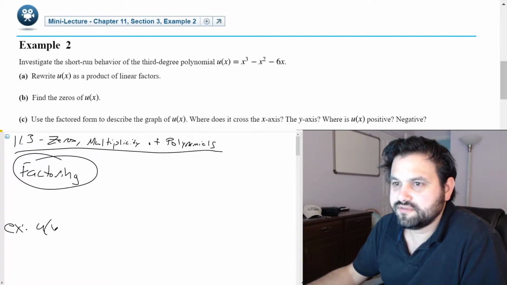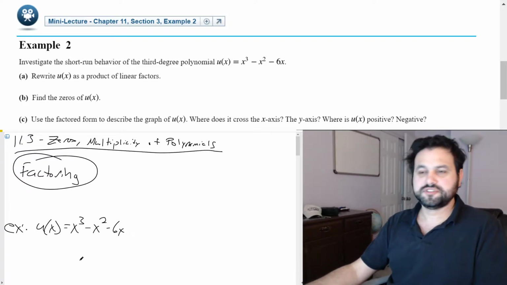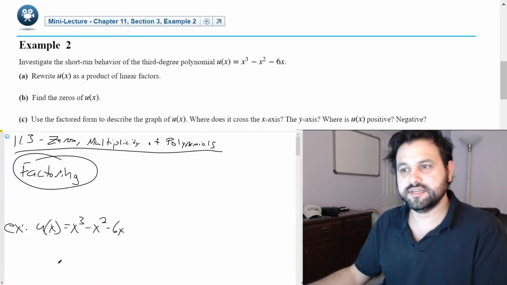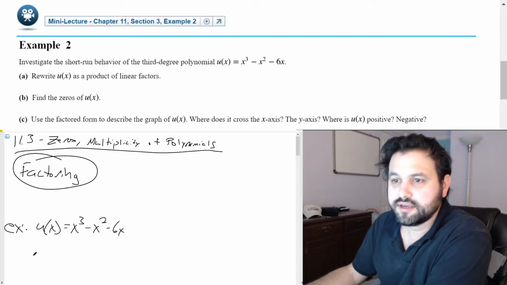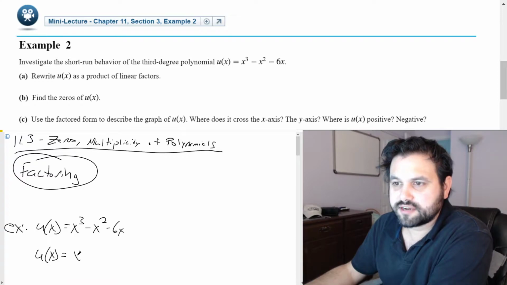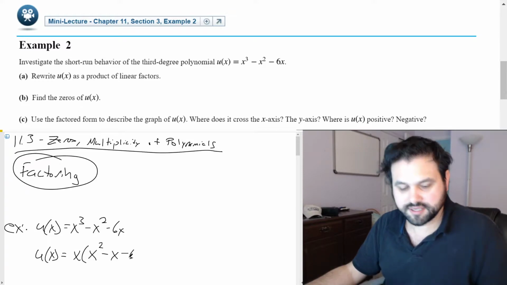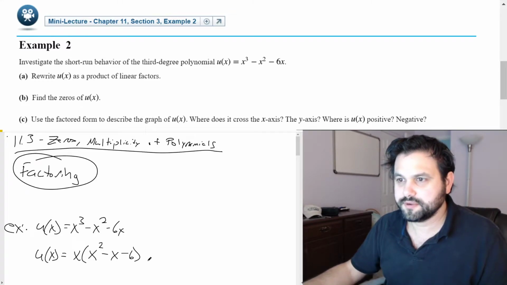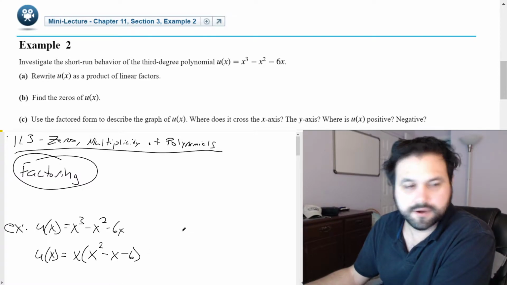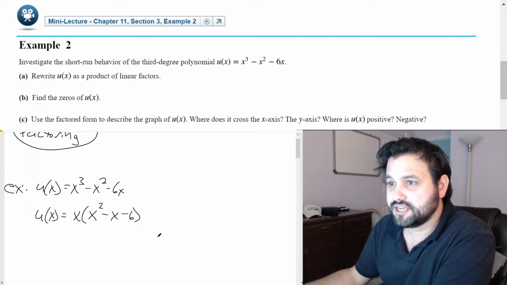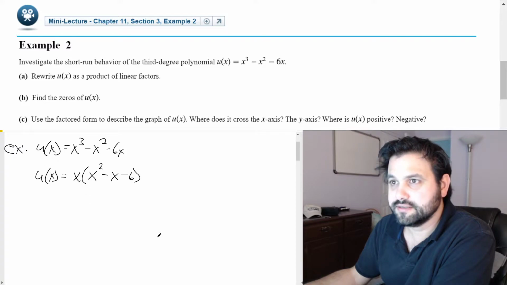Example, u of x equals x cubed minus x squared minus 6x. First thing we're going to do is we're going to factor this. So check for a GCF. When we factor out of all these terms, we can factor an x out. It leaves me x squared minus x minus 6. That's a 6. There we go. Okay. Now continue factoring. We're going to factor this completely.